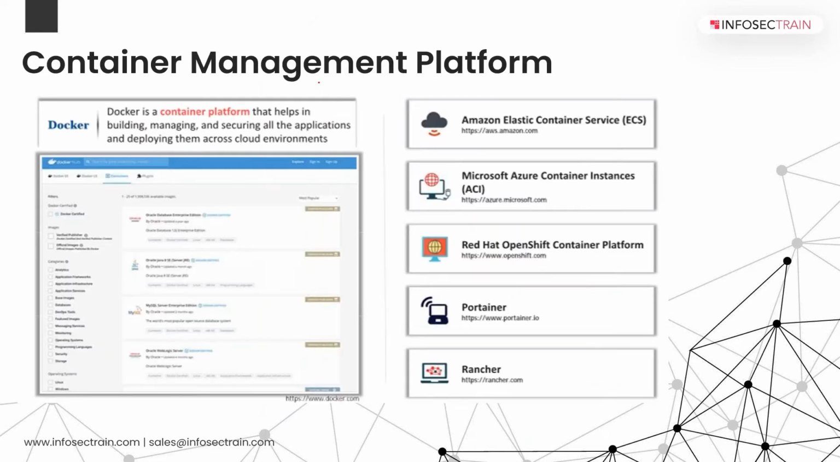Then come the different platforms we have for container management. The famous one is Docker, which is open source. Other than Docker, we have Amazon Elastic Container Service, ECS for AWS, and Azure Container Service for Azure. Other than that, we have Red Hat OpenShift Container Platform, Portainer, and Rancher. These are some of the container management platforms where you can upload your different images, and over your microservice you can manage it.